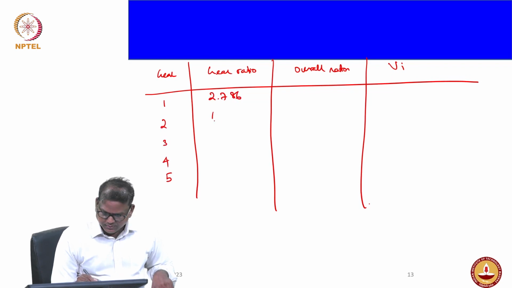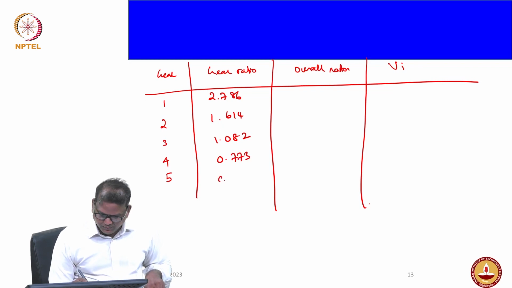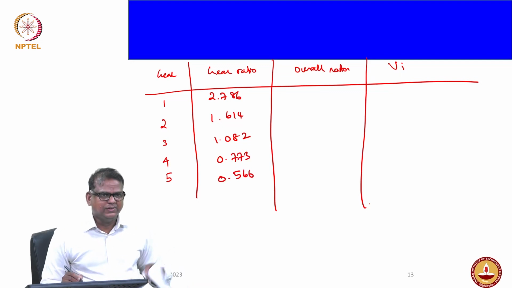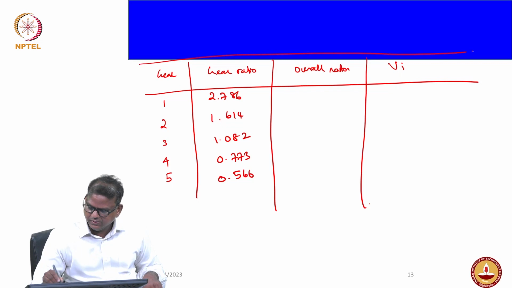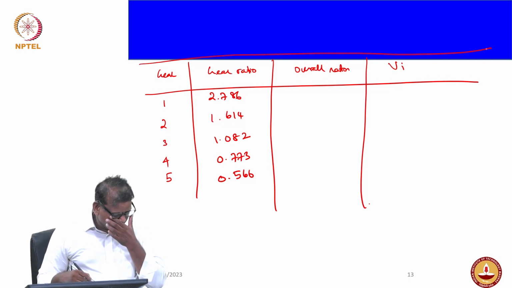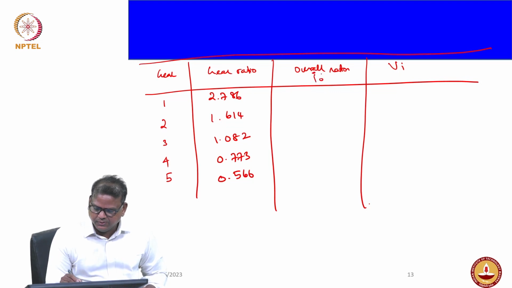2.786, 1.614, 1.082, 0.773 and 0.566. These are the gear ratios, right? These are the ratios given. And what is the overall ratio? IO is the overall ratio. That's what you need to know. Then from there we need to find out the V.